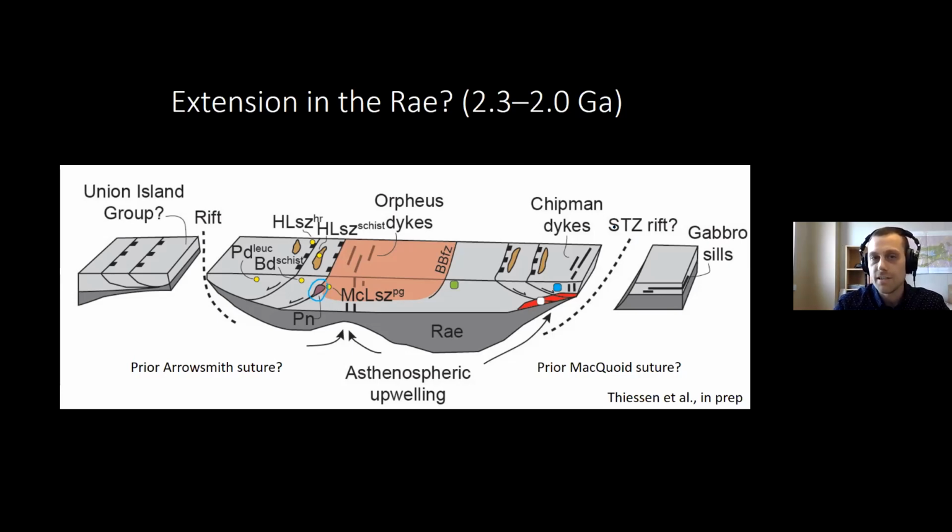So you can see we're starting to develop a number of pre-existing structures, both suture zones on the margins, as well as significant structures like the MacArthur Lake Shear Zone on the west and what's possibly the proto-Hollow Dialect shear zone on the east. We'll get to that in just a second.